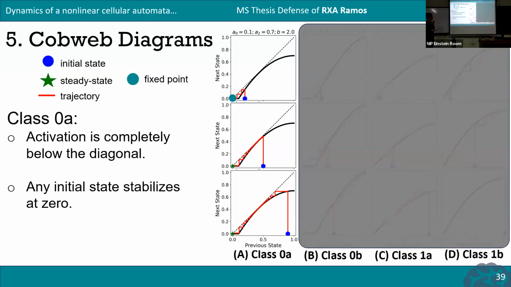In class 0A, the activation function is usually completely below the diagonal, and we just have one fixed point, located at 0, the origin. So any initial state that we choose will stabilize at 0. Hence, a collection of these neurons will likely result in a quiescent steady state, and it will be a fast decay because any initial state will just transition towards 0.